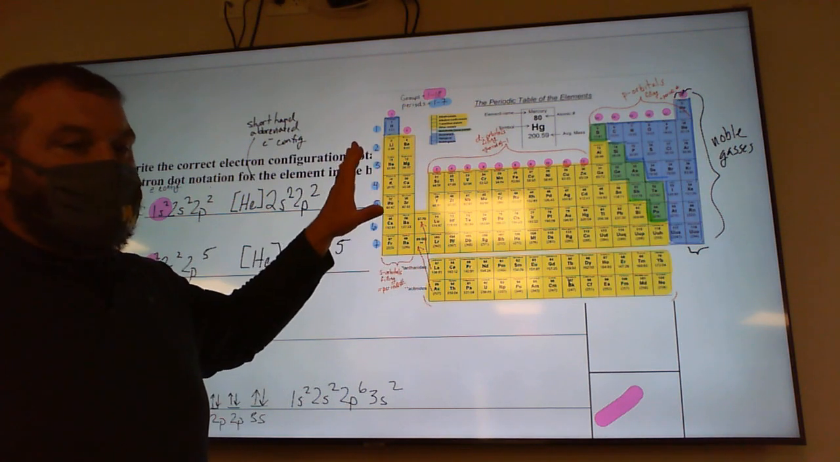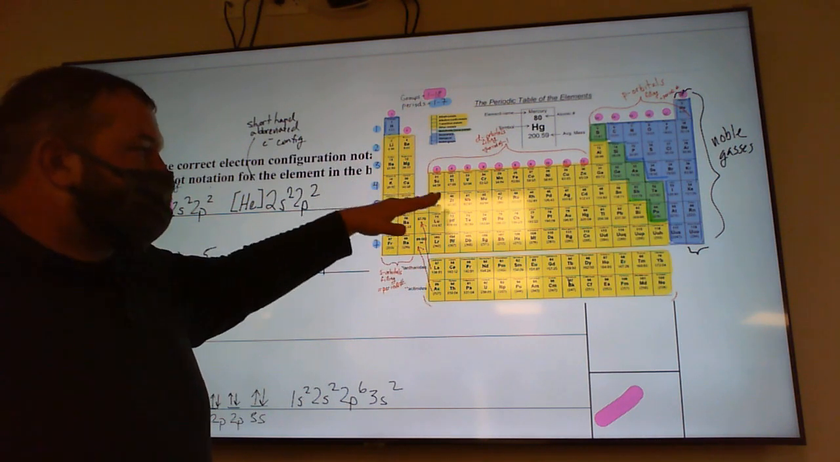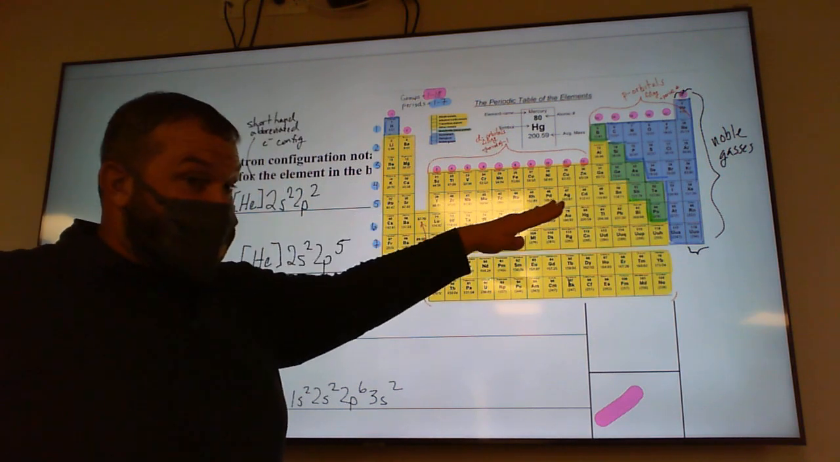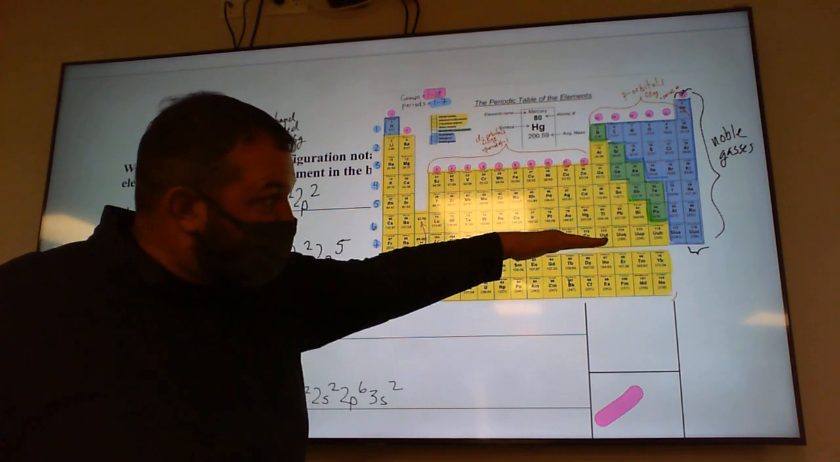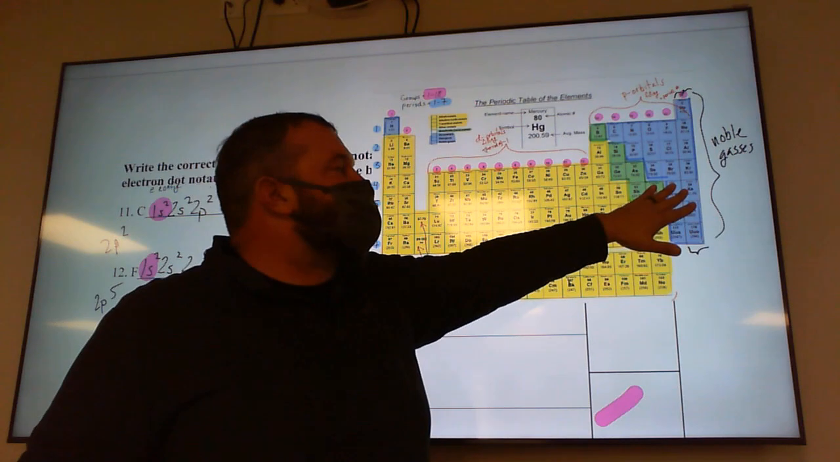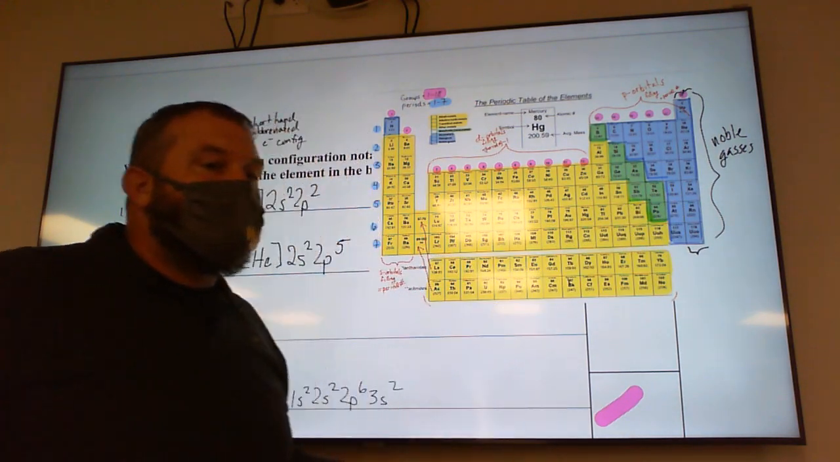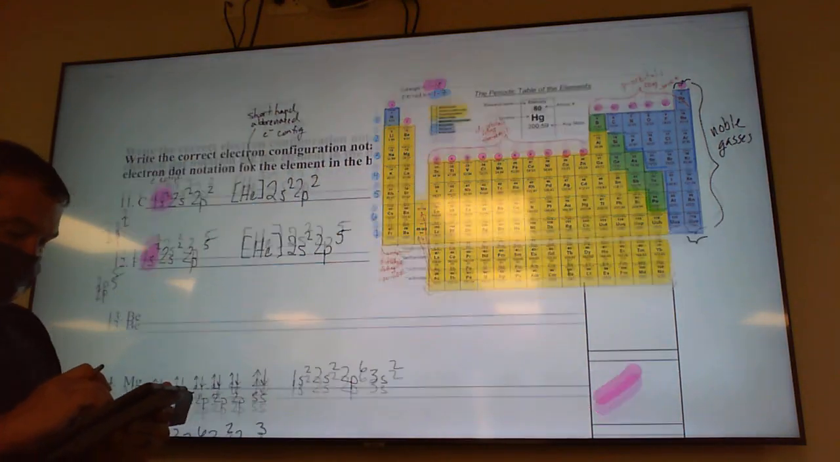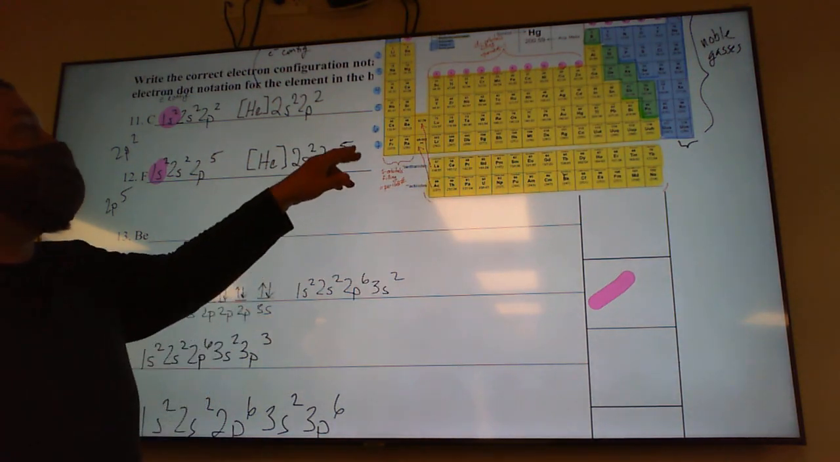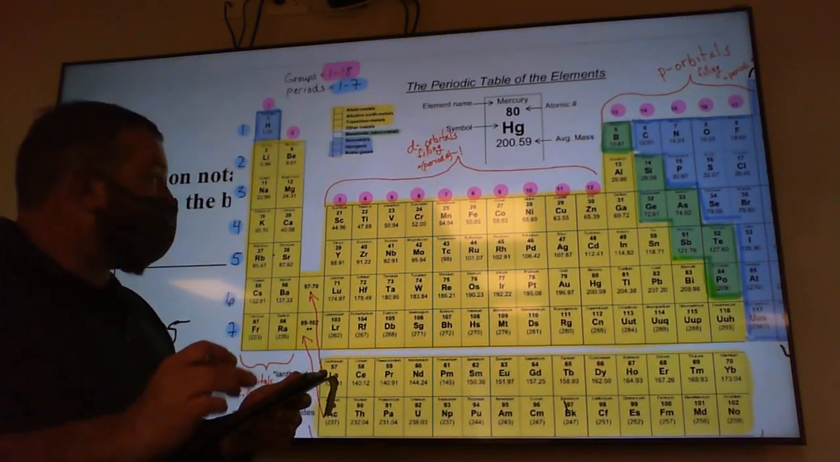Now, for the 2s and 2p, you don't gain a whole lot. Helium isn't a very big noble gas. As your elements get bigger and you move down the periodic table, you're going to save yourself a lot of writing by using the noble gas configuration. Let's just look at magnesium. Here's magnesium.